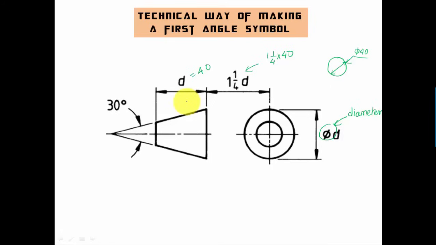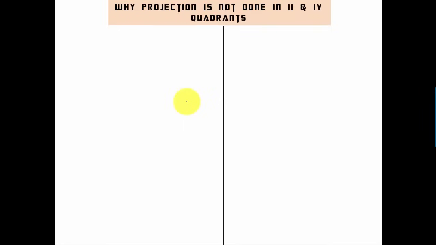Now we're going to discuss the final topic, a very important topic in fact, as to why projection is not carried out in the second and fourth quadrant. There is a very specific reason, a very genuine reason why this does not happen. So why does projection not happen in the second quadrant? Let's have the second quadrant.